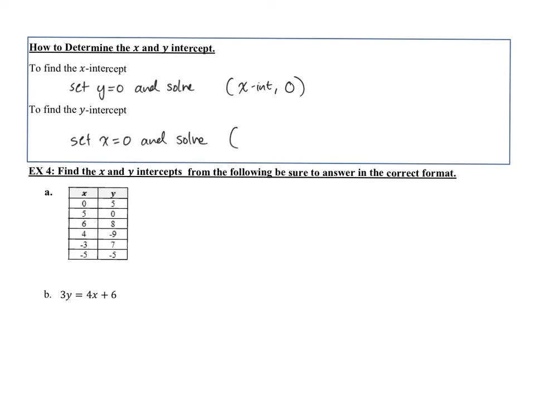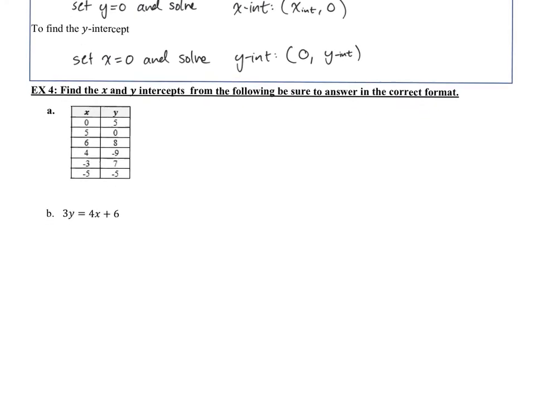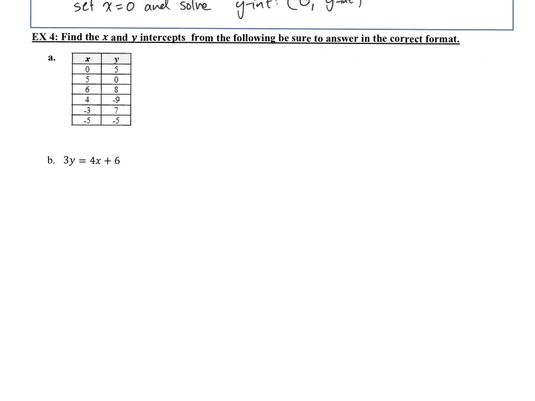And then your answer would be written as, actually let me change this one a teeny bit. You should write your answer as x-intercept value, 0. And then for your y-intercept, very similar: 0, y-intercept value. Notice, these are important ways to write your answer. You should write them as a coordinate point. They are a point, so make sure to write that out. Professors in the higher up classes want to make sure that that is done.